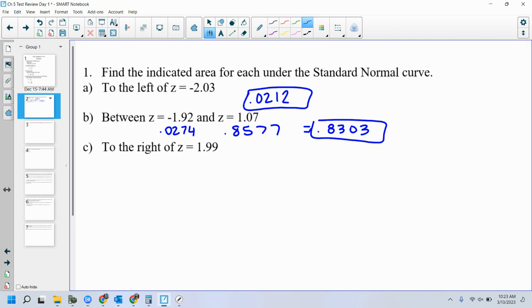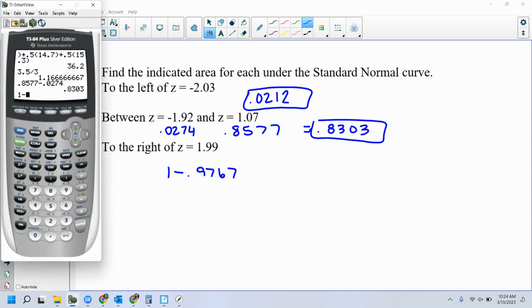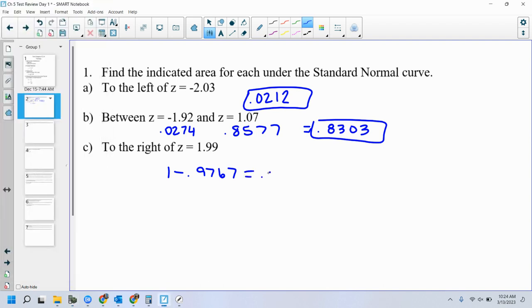And then to the right of positive 1.99. So I'm going to go here, 1.9, final column of the row, 0.9767. To the right of that would be 1 minus 0.9767, right? And that would give me 0.0233.